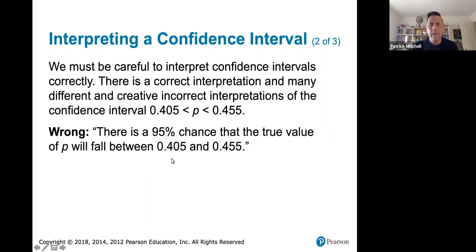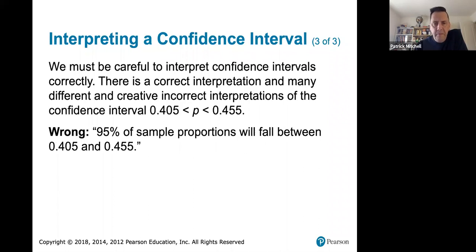Value of P, or it doesn't. It's not appropriate to attach a probability to it. It also wouldn't be correct to say that 95% of sample proportions will fall between 0.405 and 0.455. That depends on a number of factors. The size of the sample is one of them.